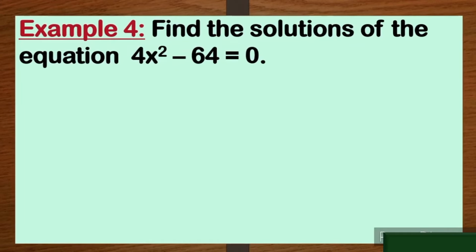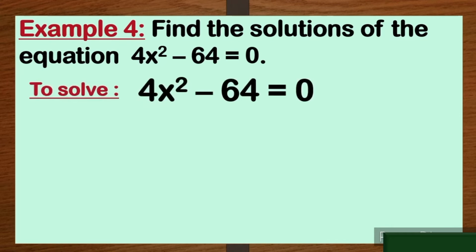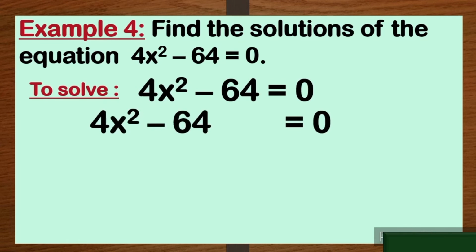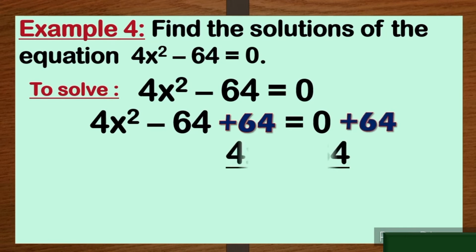For the next example, find the solutions of the equation 4x² − 64 = 0. To solve, we have 4x² − 64 = 0. Then we add 64 to both the left and right sides of the equation. Negative 64 plus 64 is 0, and 0 plus 64 is 64. So we have 4x² = 64.